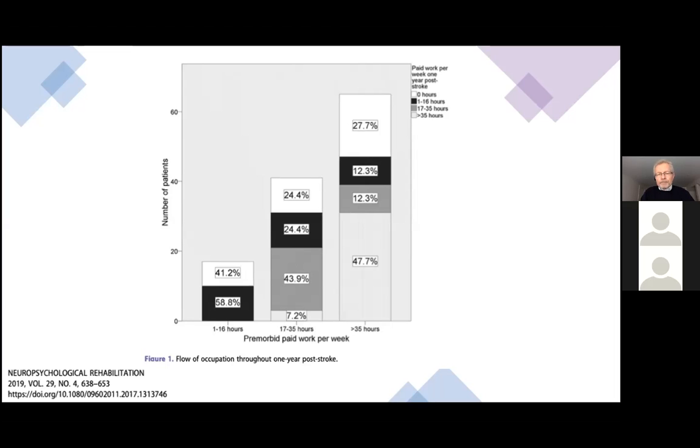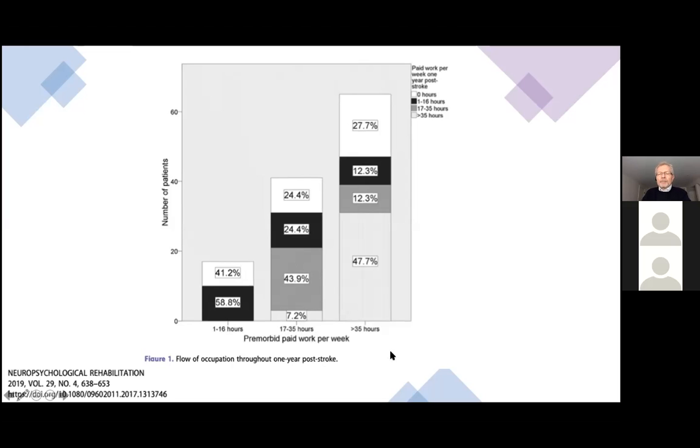What happens? And so there are three groups of individuals. There are those individuals who were working between 1 to 16 hours per week, those who were working 17 to 35 hours per week, and those who are working more than 35 hours per week, like most of us, full-time work, part-time work, occasional work, paid work.